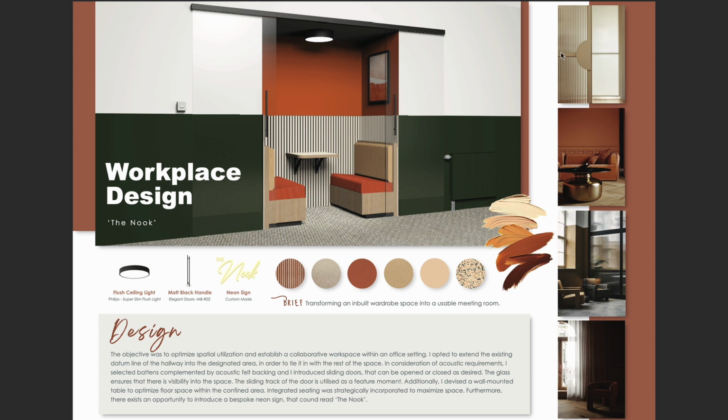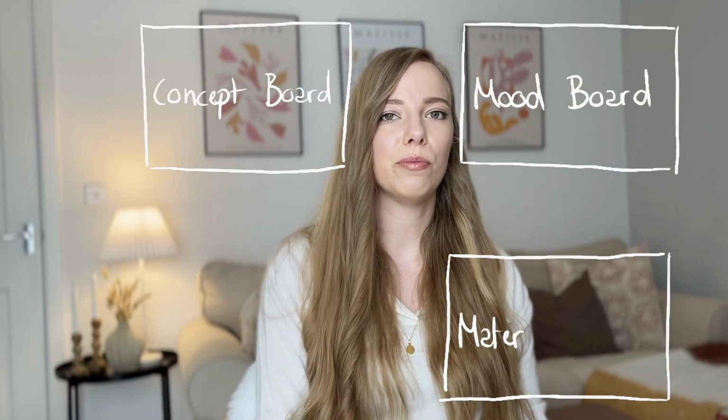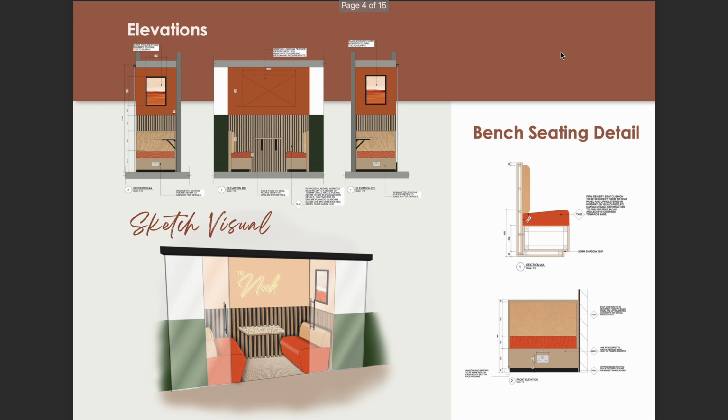It's quite nice if you can make the whole page work together and not have one part be the mood board, the next part be the concept board, then the next part be the material board. It's nice when you can blend and merge everything together. This is the second page for that design. I have made sure to include a sketch visual and then a bunch of technical drawings as well.